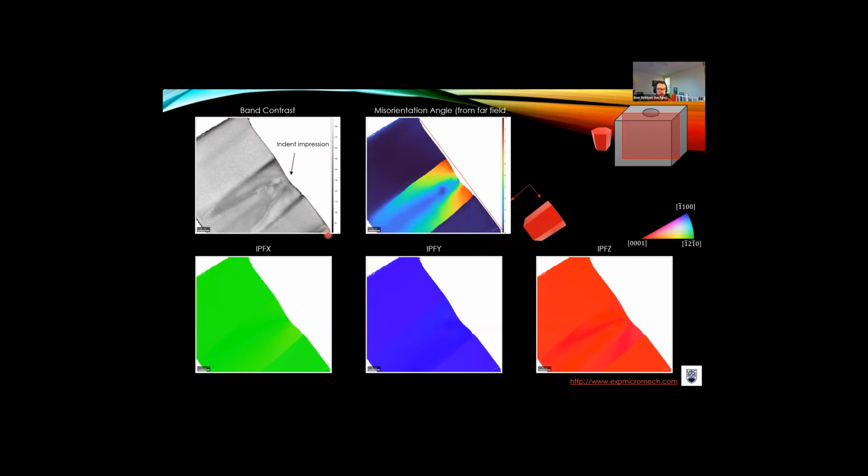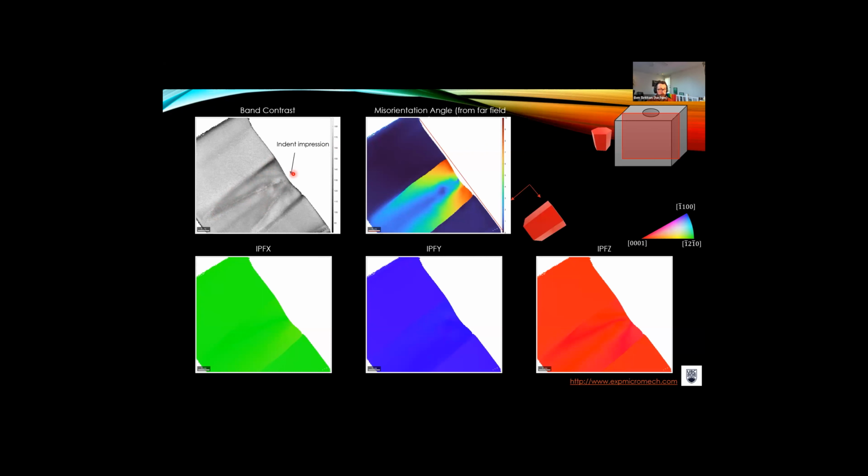We're now cutting this section, and we're going to then remove slice by slice into the plane of the page. So I've got the crystal orientation as shown. We've got the band contrast, the misorientation from far field, and we have the IPF data. What we can see in this central section of our three-dimensional volume is that there's a significant plastic deformation occurring below our indenter, and we can see these cool wall-like structures, as well as this V-shaped morphology here.